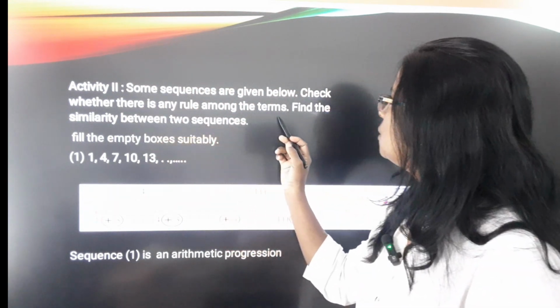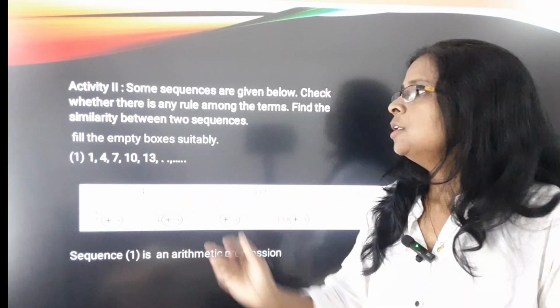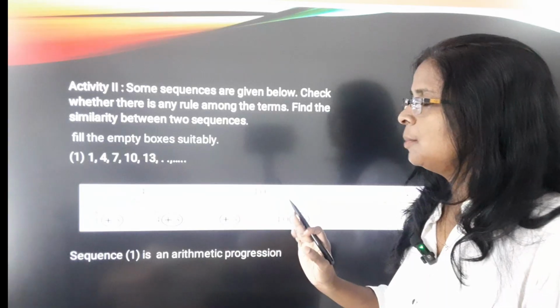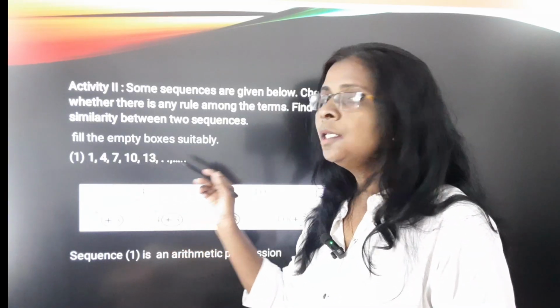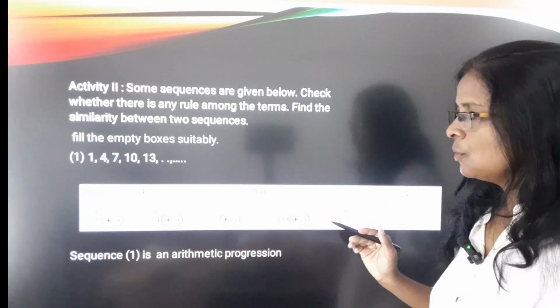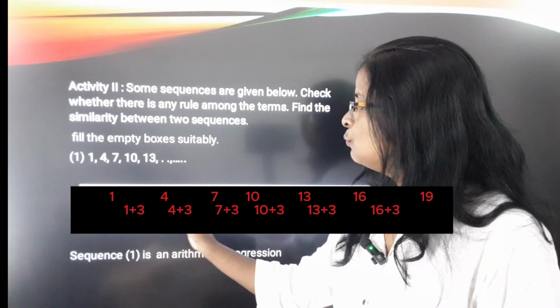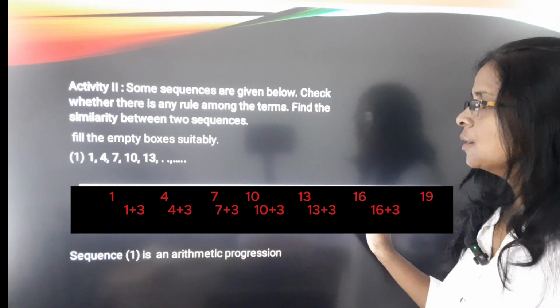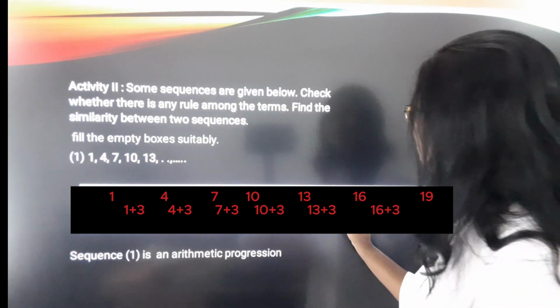Now students, see activity 2. Some sequences are given below; check whether there is any rule among the terms and find the similarity between the two sequences. Fill the empty boxes suitably. The first example is 1, 4, 7, 10, 13, dot dot dot. Here the terms are arranged this way: 1, 4, 7, 10, and we have to write the next two terms.